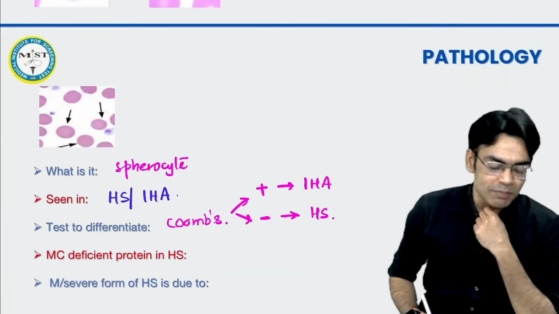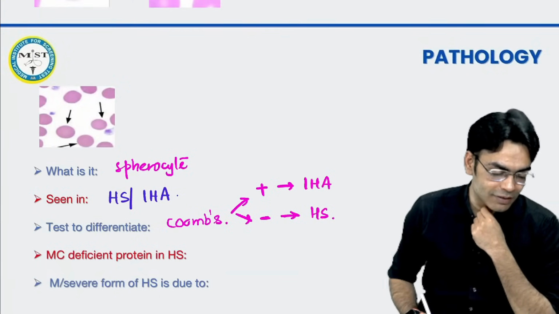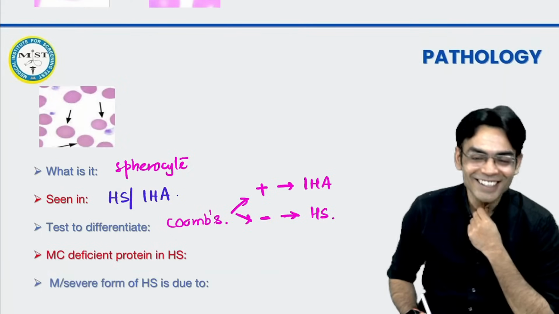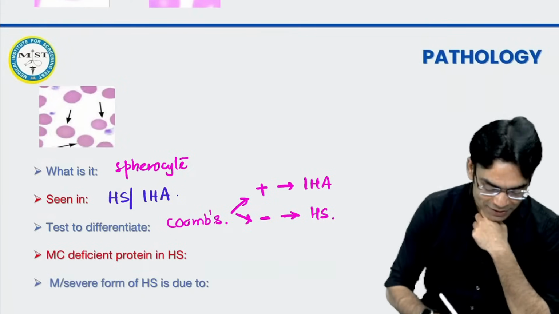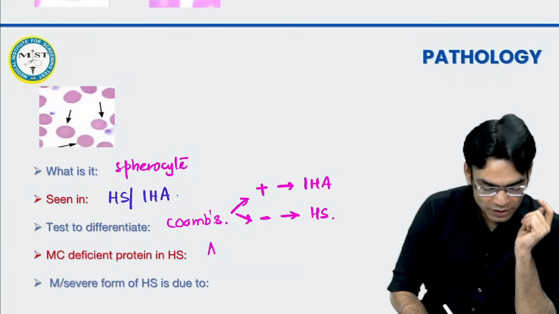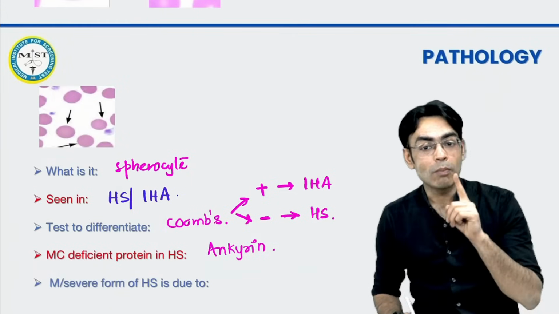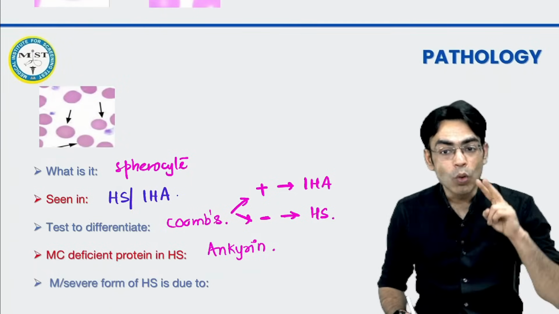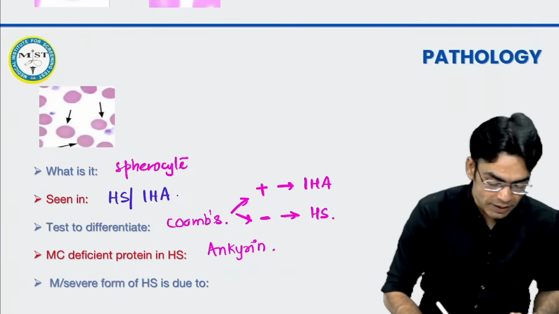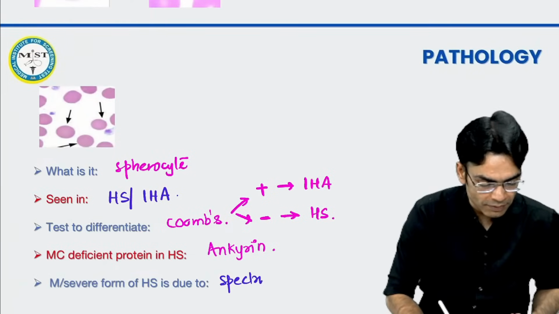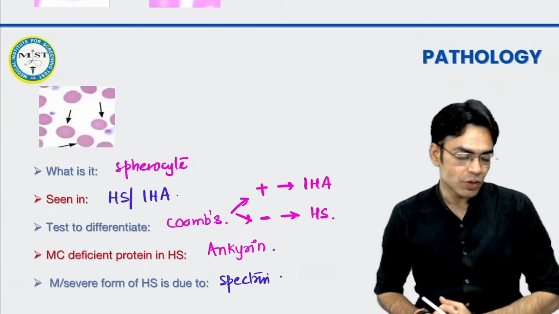Most common deficient protein in hereditary spherocytosis. Yes, since most common is asked, this is your ankyrin. Altaf, most common is asked, and if they ask the most severe form, then it is due to spectrin. Yes, you are right.